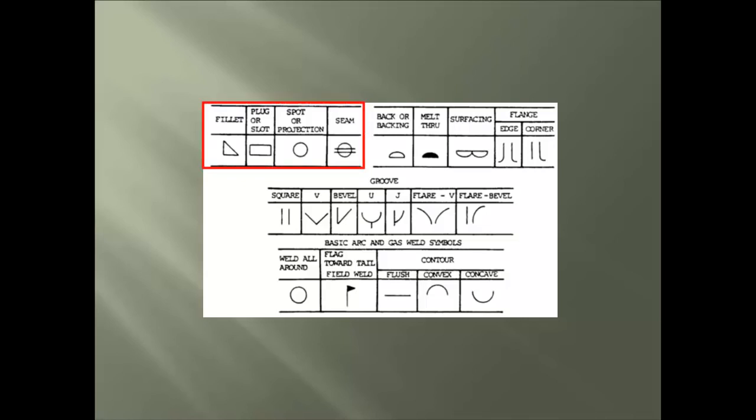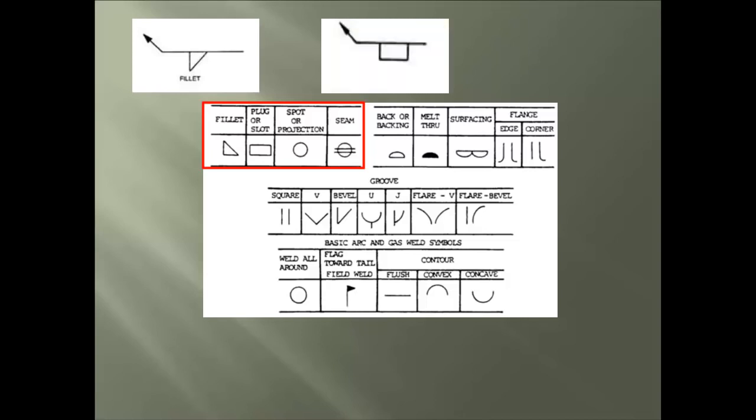We start with this first group, the fillet, and here think of a shark fin. And what do you do to a fish? You fillet it. Next are the plug or slot, and this will be seen more for deck welding. Last in this group is the spot, projection, and seam, which are used more in the automotive industry.